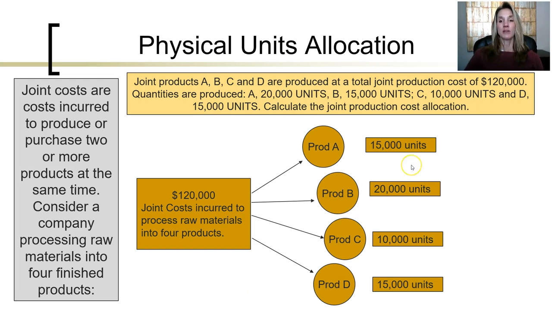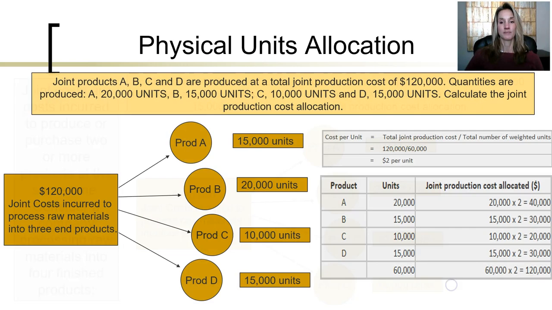Using the physical units measure, we look at the total physical units that are produced. 15,000 units of A, 20,000 units of B, 10,000 units of C, and 15,000 units of D are produced in the joint production process. So looking at how we can allocate the 120,000 to those four products, we are going to take the total physical units that are produced and figure out what portion is attributable to each of the products. So if I add up the total number of units produced, all of the raw materials purchased produce 60,000 units, 20,000 A, 15,000 B, 10,000 C, and 15,000 D. We are going to allocate the $120,000 of costs based on the total number of units produced.